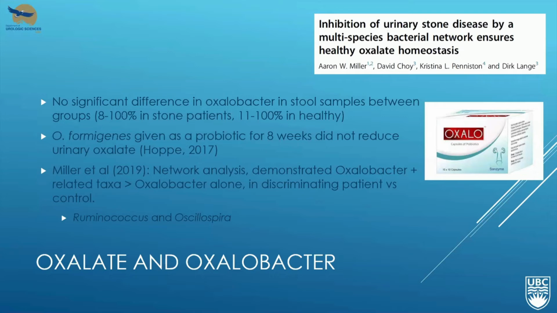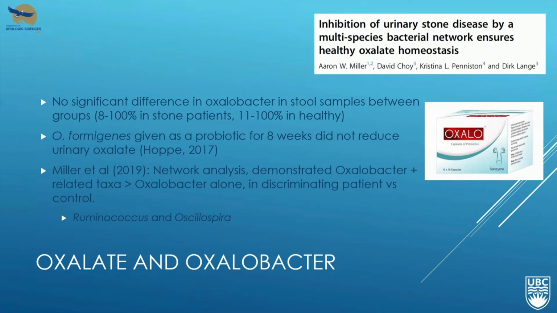Looking at it from a broad scale, there's no significant difference in Oxalobacter itself in stool samples between groups, with 8 to 100% found in stone patients and 11 to 100% in healthy patients. So there's really no clear line drawn just from Oxalobacter alone. There was a trial in 2017 by Hopp, which looked at using Oxalobacter as a probiotic for 8 weeks, but it did not reduce urinary oxalate, which is ultimately the endpoint that we're trying to achieve here. Nonetheless, Oxalobacter probiotics are still being sold on the market in some countries, despite this finding. As far as I know, in Canada, it's not something that's recommended, though.